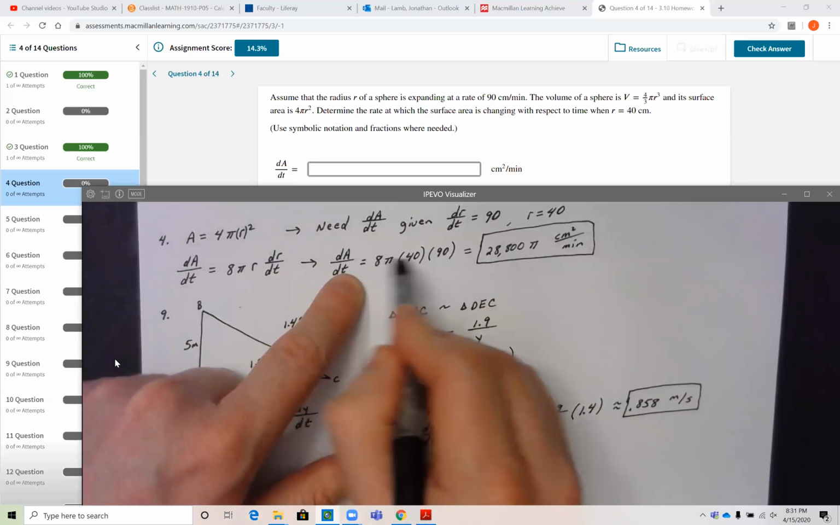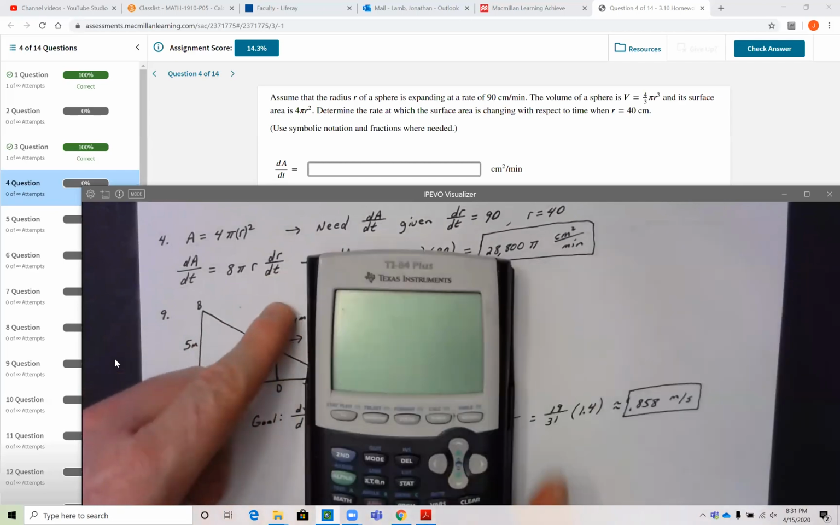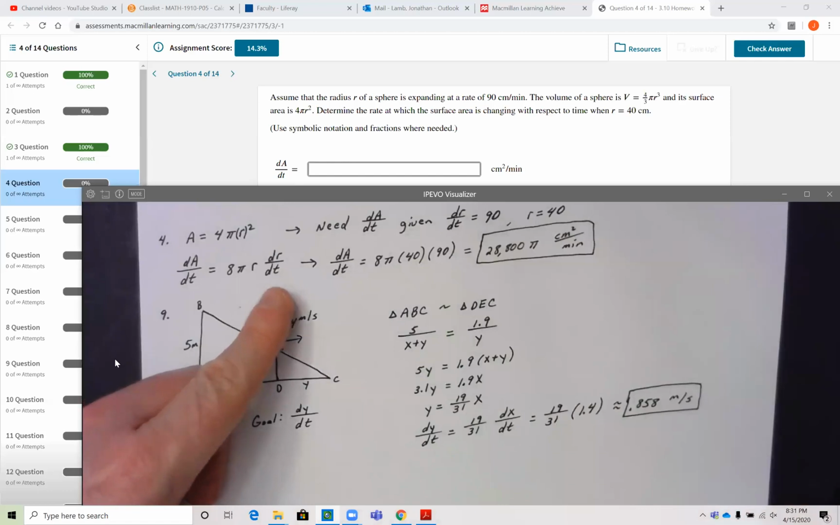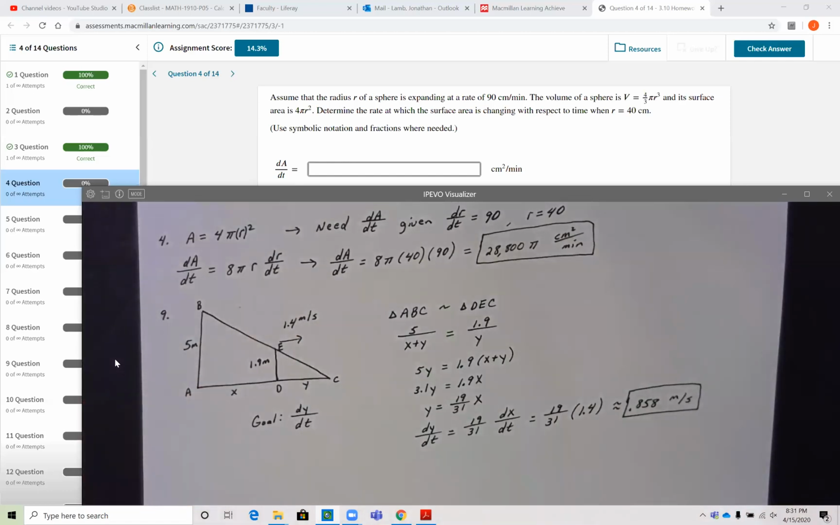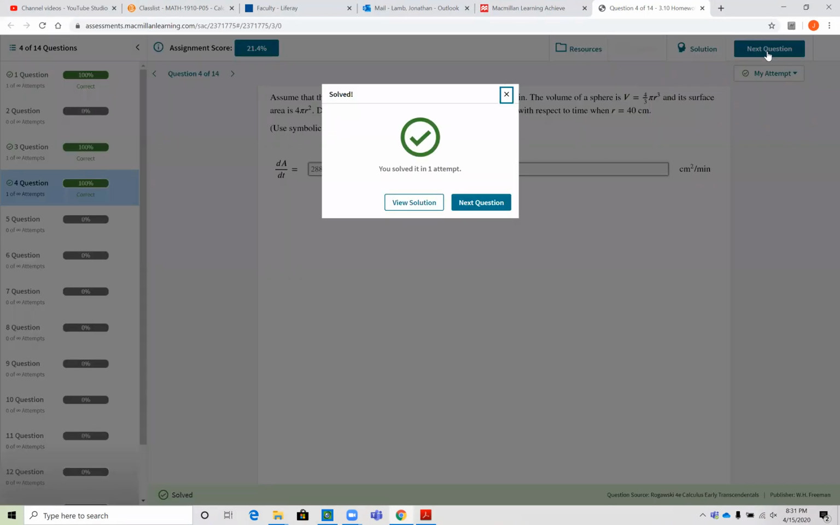I just took 8 times 40 times 90 on the calculator, and I got my 28,800 right here. Left it in terms of pi. We know that that's in square centimeters per minute. That should be the answer here. So I go to Achieve and I say 28,800, and I think they always want the pi left in there, so it's a nice exact answer. I'll check that answer, and it says correct.